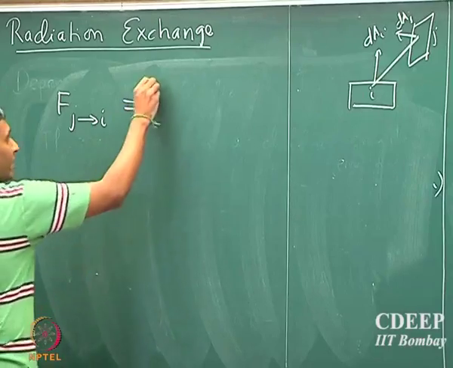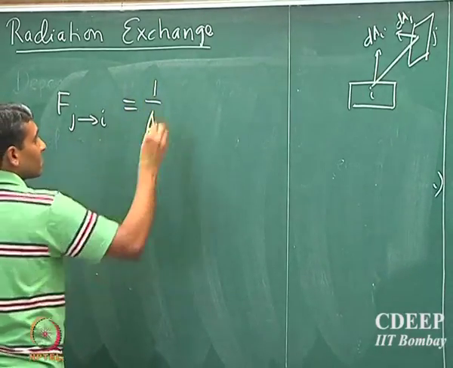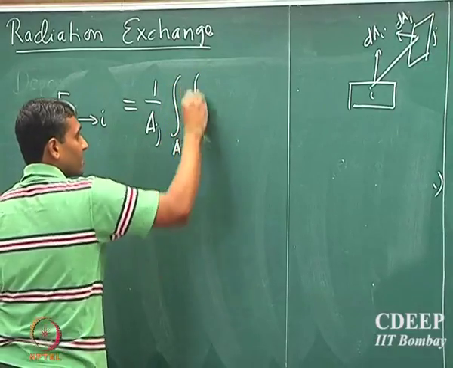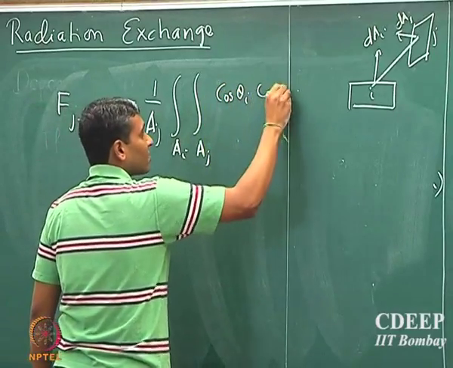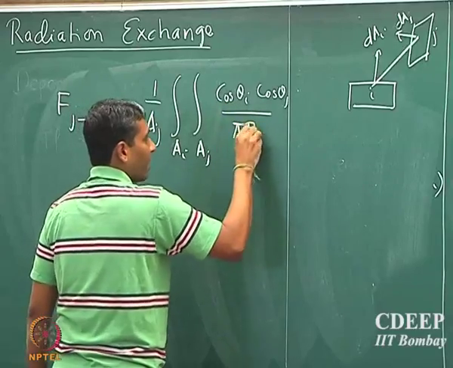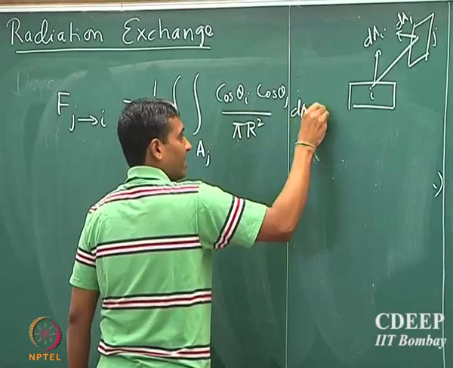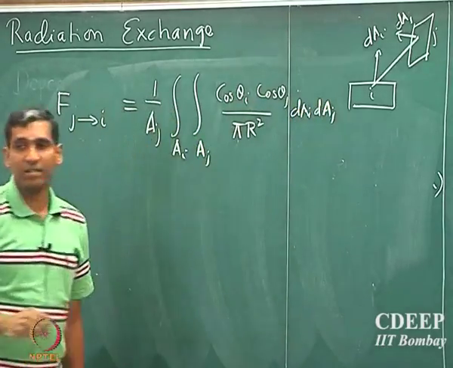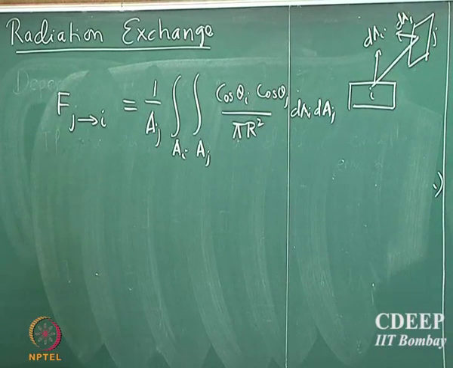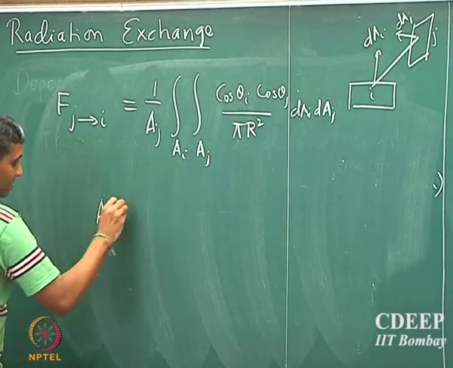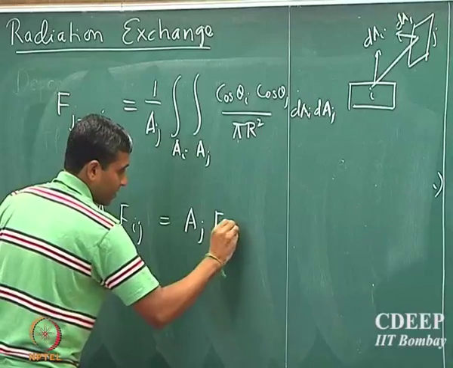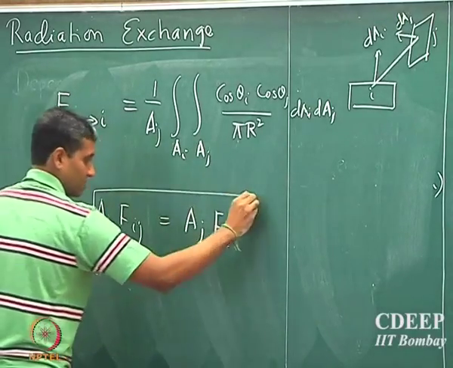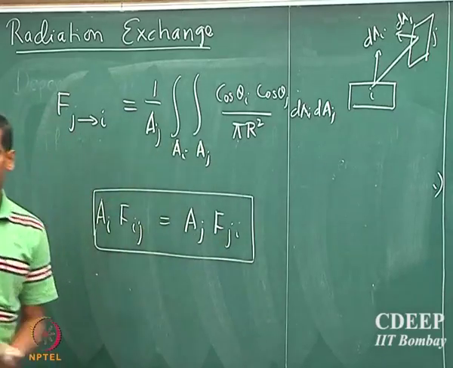It will be 1 by Aj, integral over Ai, Aj, cos theta i cos theta j over pi r square dAi dAj. Once again, this assumes that it's a diffuse emitter. Okay. So from this you can clearly see that Ai Fij will be equal to Aj Fji.